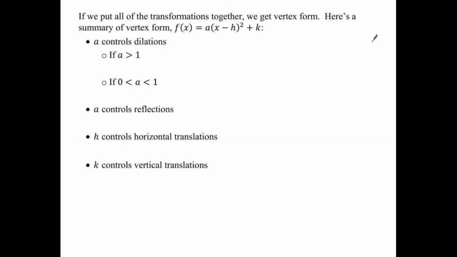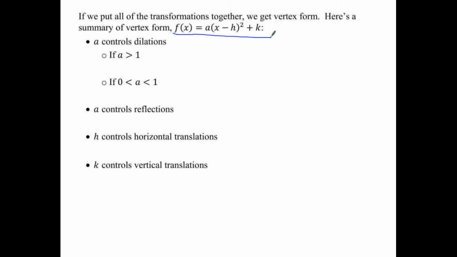So we have a little summary of all of our transformations. We can put all of these together. Those problems that we were doing took each transformation individually, but we can handle all the transformations simultaneously. So here's a summary of all of them. Here's vertex form again: f(x) = a(x − h)² + k.